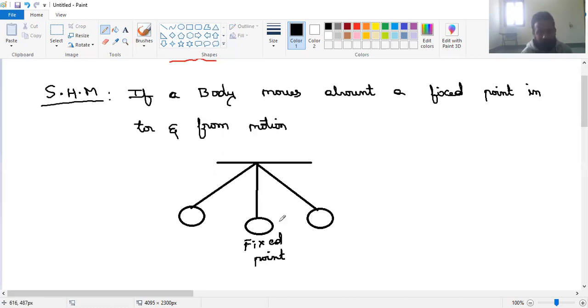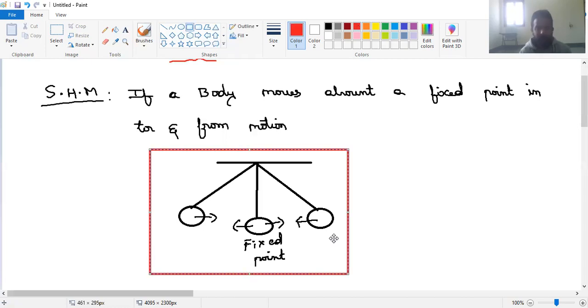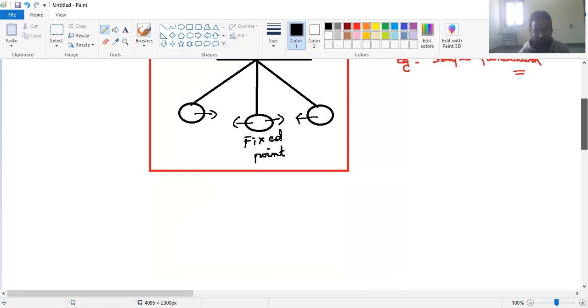That means it is going away, then it is coming towards, again it is going away, and again it is coming towards. This type of motion we term as simple harmonic motion. Understood, I think so. So the best example of simple harmonic motion is the simple pendulum. In this, there are a few terminologies which we are going to discuss now.